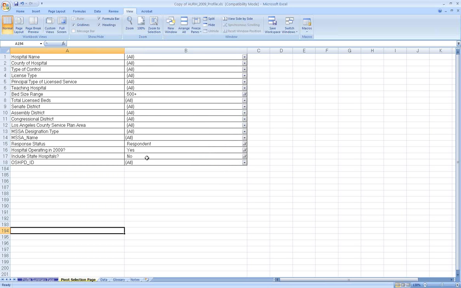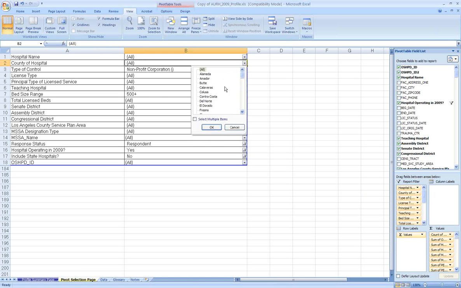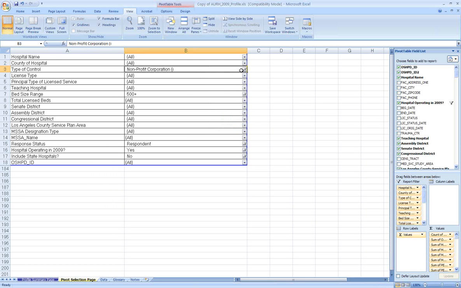So the only thing I've done here is that's the only sort of subset I do. Now, I could go and refine this in many different ways. I could go and say I'm interested in only nonprofit hospitals that have more than 500 beds. Or I can say I'm interested in only hospitals in Los Angeles County that are nonprofit that have more than 500 beds. I don't want to do that, so I'm going to go back to all so that I don't tamper with the experiment I'm trying to do.